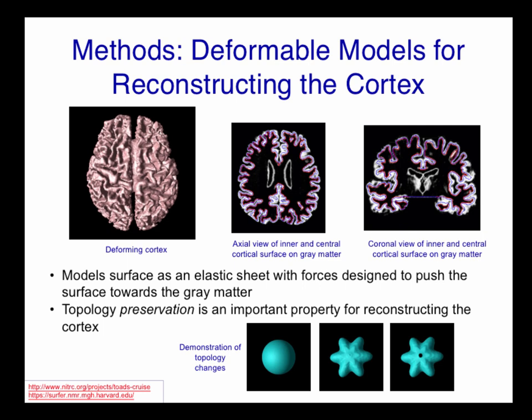And the reason why we like to preserve topology in the cortex is, one, we don't believe that the cortex has these different pieces or holes in them. Okay, biologically, we don't believe that to be true. And the other aspect is that in order to do group analysis, we like to map things into the same space. And this is much easier to do if they all have a consistent topology.